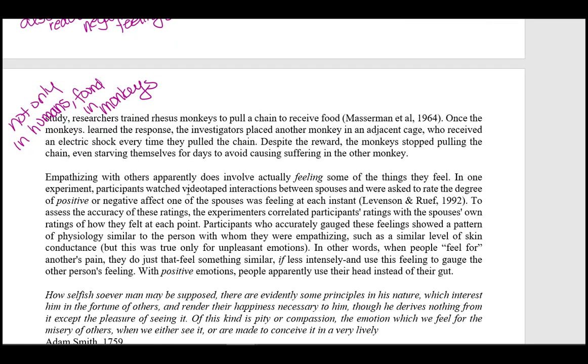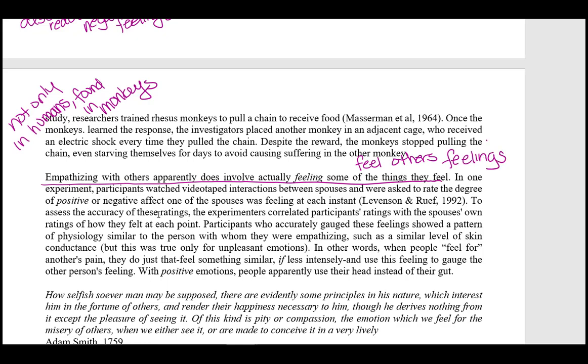Okay. Empathizing with others apparently does involve feeling some of the things they feel. Okay, so that's kind of an important thing. So you feel others' feelings.